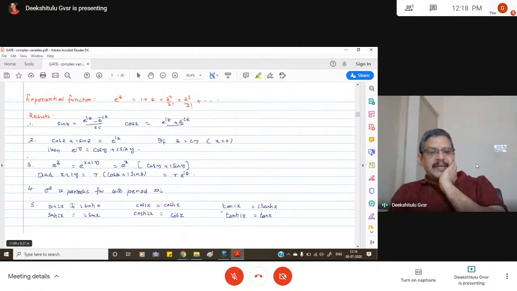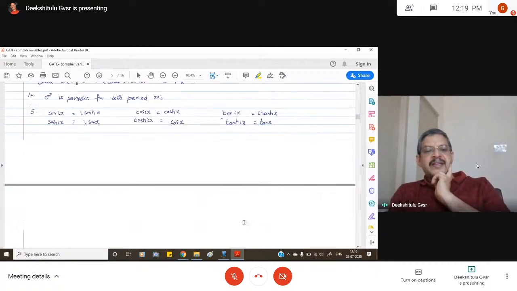And some other important relations: sin ix is i sinh x, cos ix is cosh x, and tan ix is i tanh x, and sinh ix is i sin x. These are what we call similar. Cosh ix is cos x, and tanh ix is i tan x.